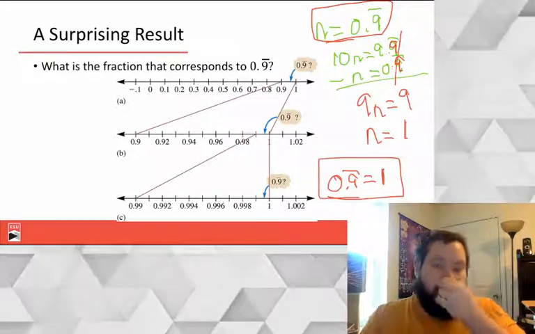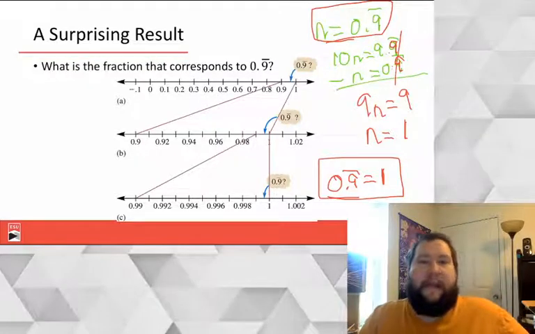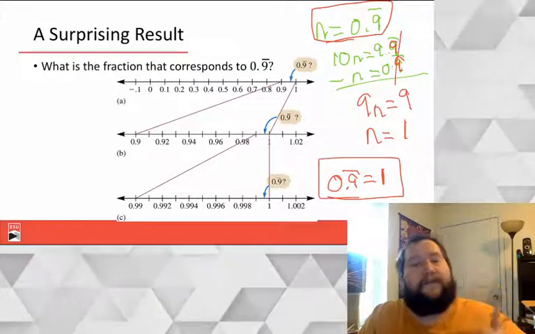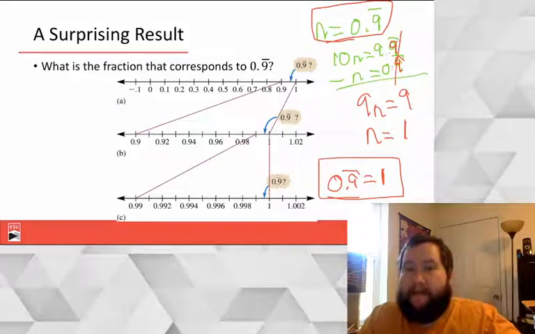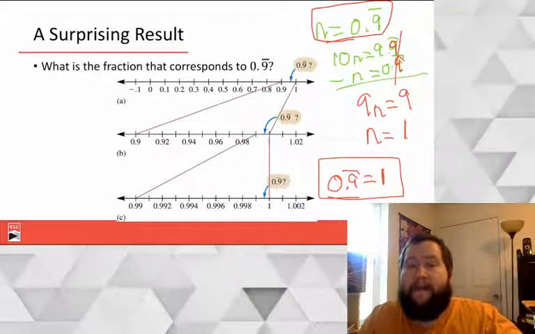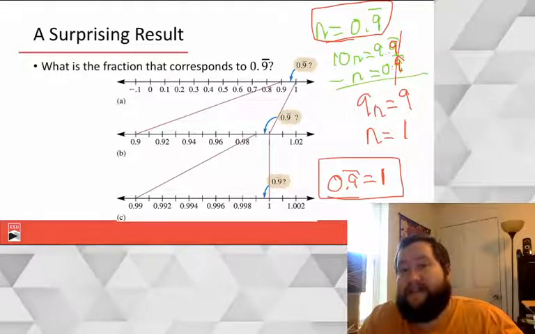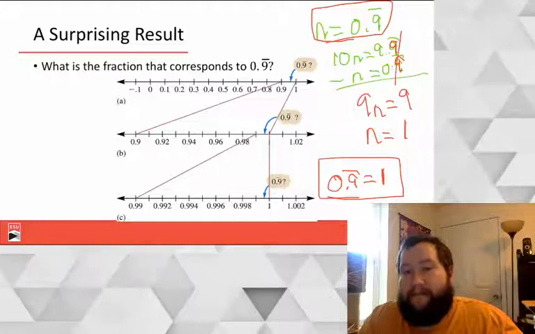And so remember when we talked about equality of fractions, we talked about representing the same area. And then when we talked about equivalent fractions, we talked about the fact that equivalent fractions are different names for the same number, but they would all fall in the same place on the number line. Well, that means that 0.9 repeated is just another name for 1.